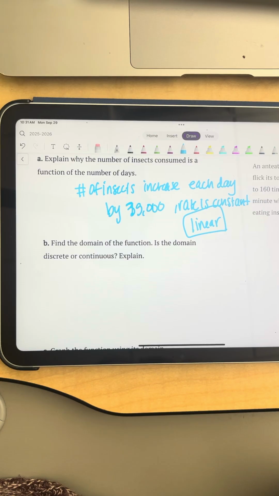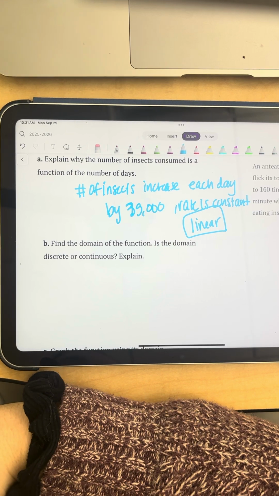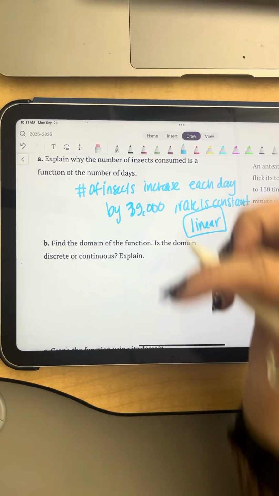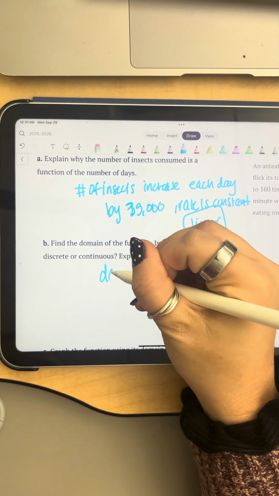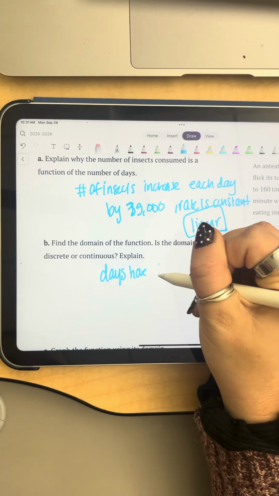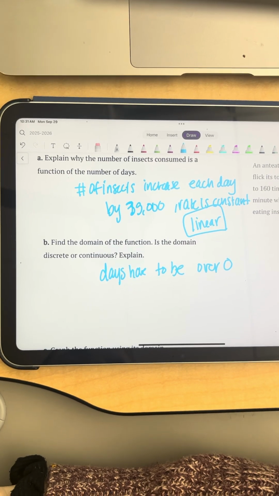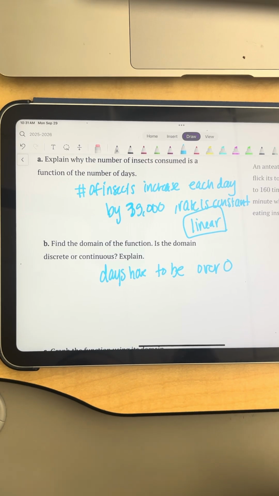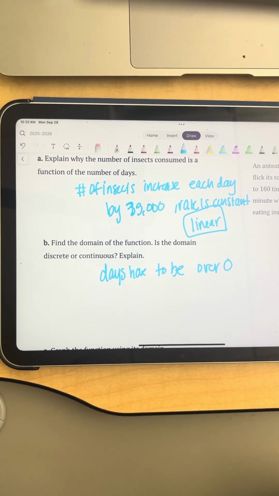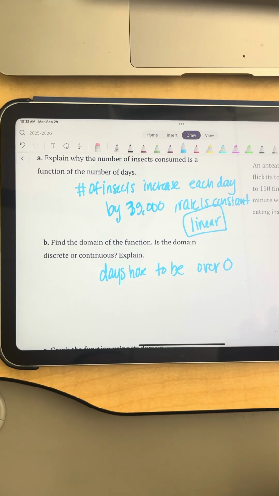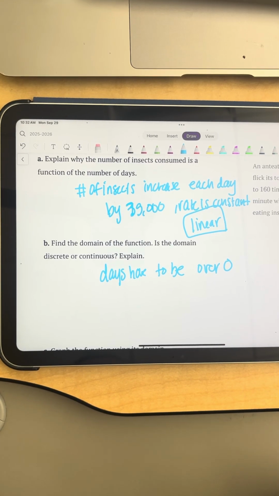Can it include the numbers that are between? I would say yes. I know it's maybe unlikely, but I would say definitely you can eat half of an ant or something like that. So I would say days have to be over 0. Okay, so if I'm talking about domain, it is my X, the thing that I choose, so every single day, and then the insects are the things that can be continuous. So I can have it include everything.